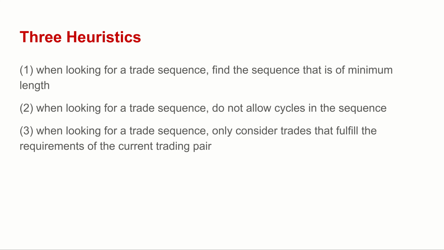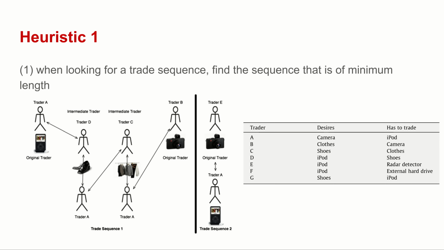So without applying these 3 heuristics to the algorithm, it's actually not better in the worst case than the brute force algorithm. So I'm going to go through each of these 3 heuristics in turn and explain what each of them are. So the first one, heuristic 1, I'll read it. When looking for a trade sequence, find the sequence that is a minimum length. This essentially means build your tree breadth first and stop once you find a solution.